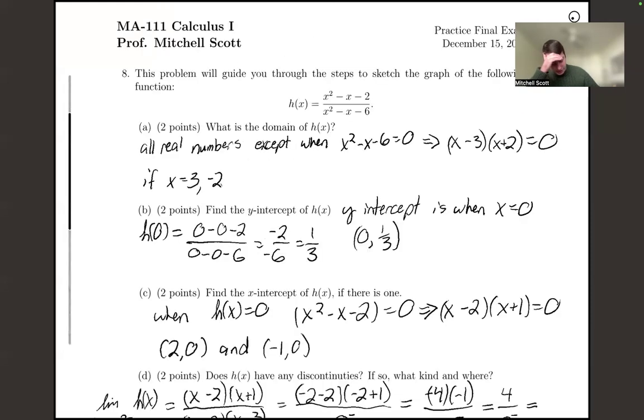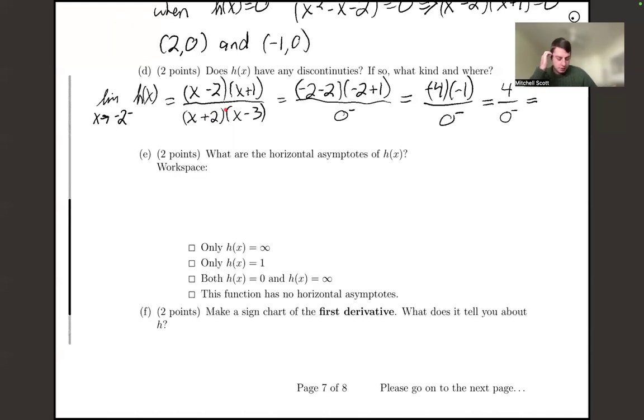Give me a second. I think I messed up somewhere. You know what I did? I forgot to factor this in. There it is. So minus 2 minus 3 is going to be minus 5, right? So this is actually going to be a small positive number since we're multiplying by minus 5, which is why it goes to infinity. Yes. Okay, there it is.